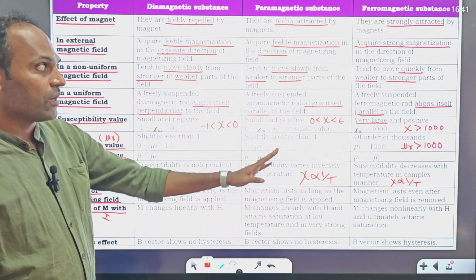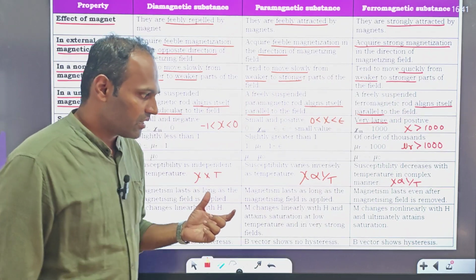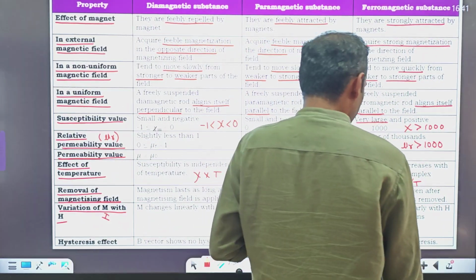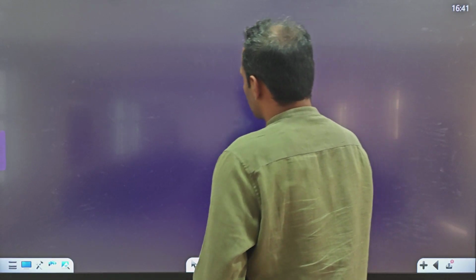And you can also write some examples for these materials that will give you the clear difference between dia, para and ferromagnetic substances. So that is all about the magnetic materials and magnetism and matter.